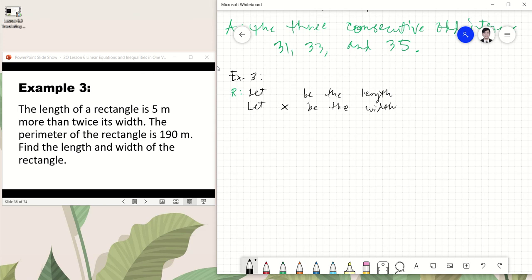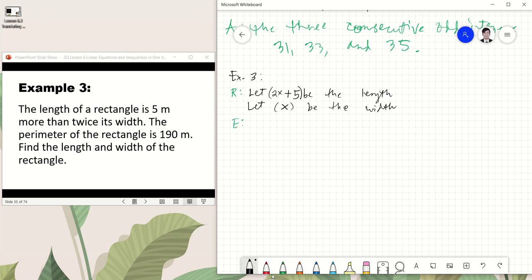So si width ang magiging x natin. Yung length naman natin, translate lang natin yon. 5 meters more than twice its width. So twice its width is 2x. Kasi yung width natin is x na, di ba? Kaya naging 2x na siya. 2x plus 5. So there you go. Then you proceed to the equation.